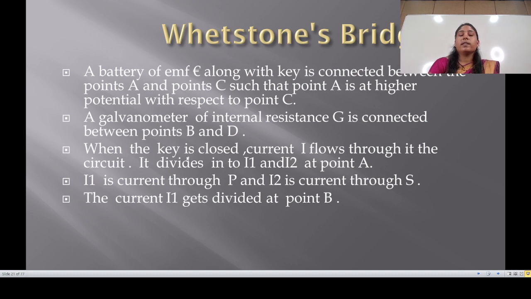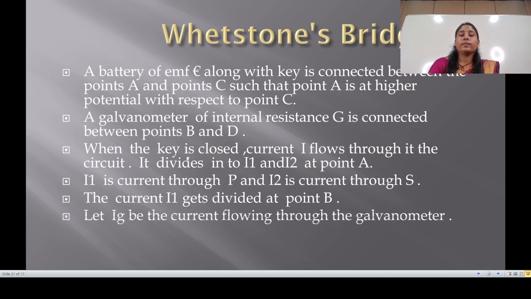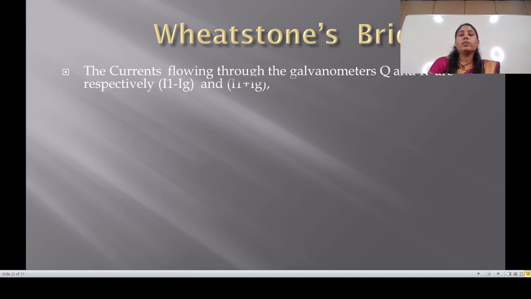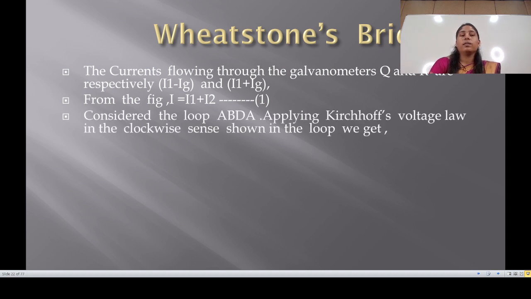The current I1 gets divided at point B. Let Ig be the current flowing through the galvanometer. The currents flowing through Q and R are I1 minus Ig and I1 plus Ig respectively. From the figure, capital I is equal to I1 plus I2, equation number 1.